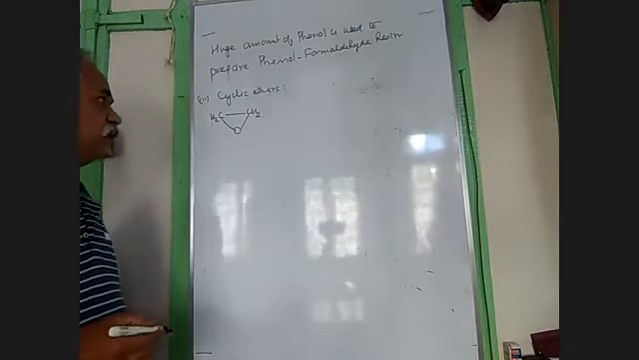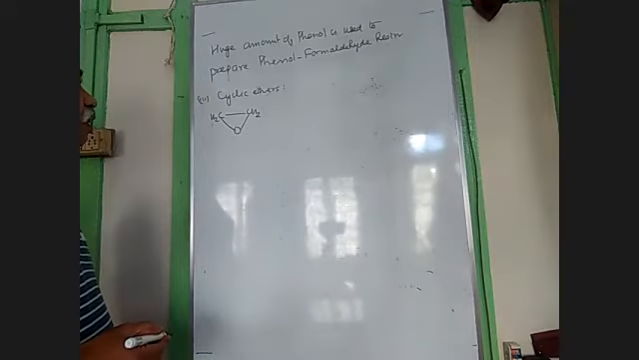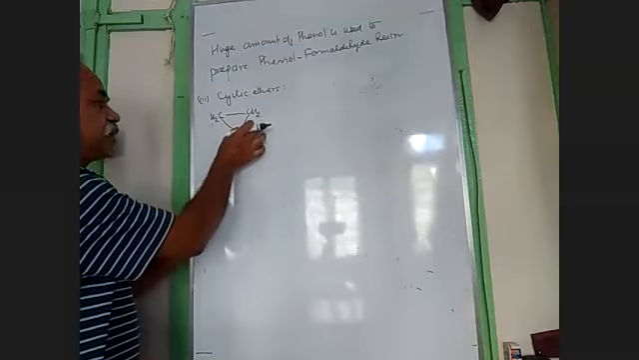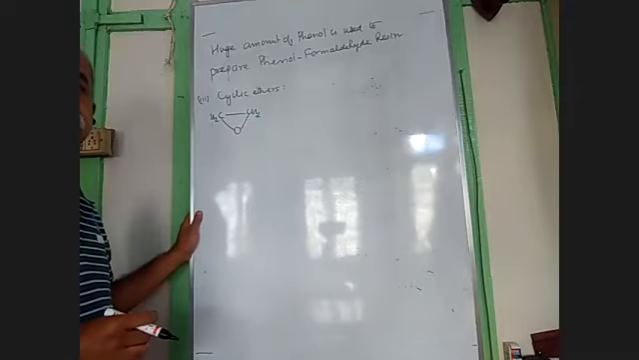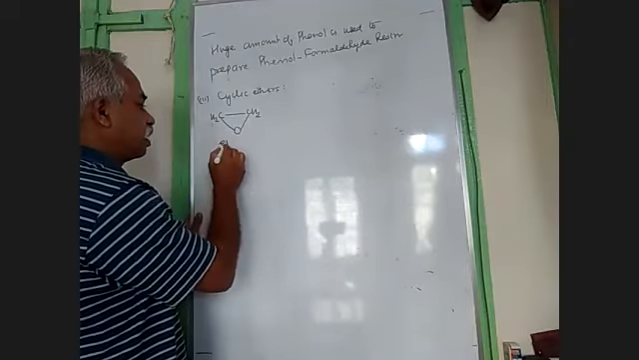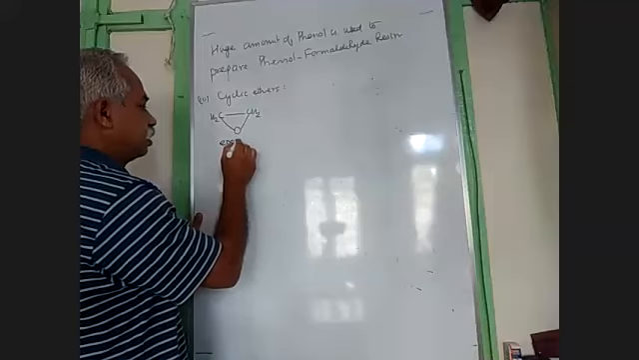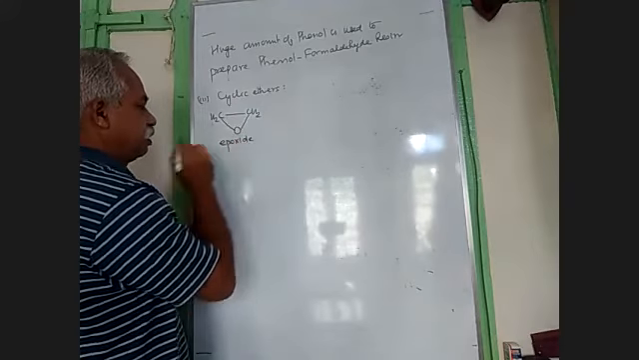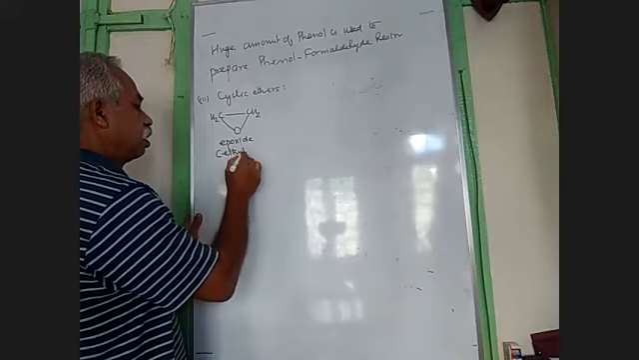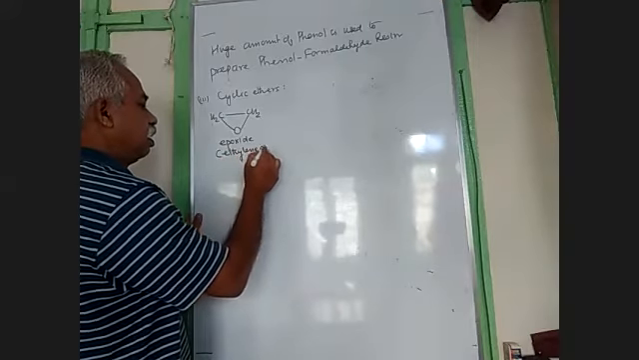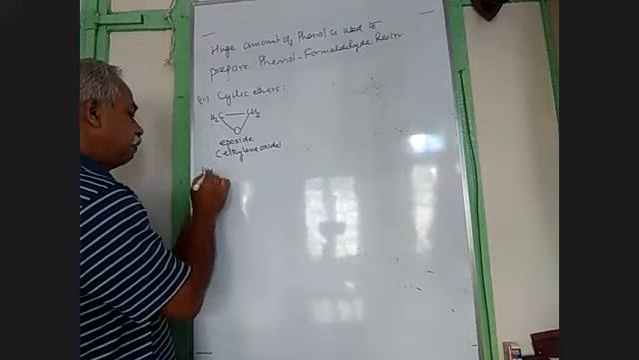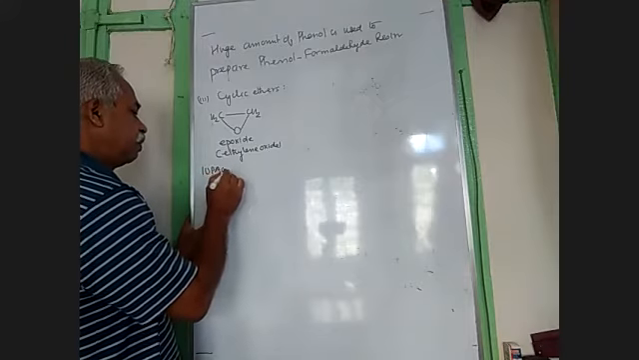When you heat an alkene in presence of oxygen in air, you will get this one. This is called epoxide, or sometimes it is also called ethylene oxide. What is its IUPAC name?